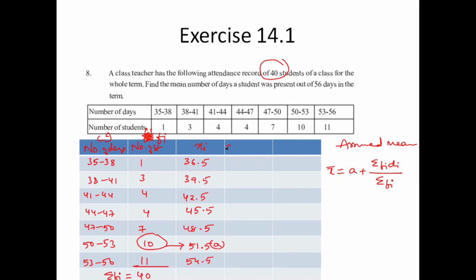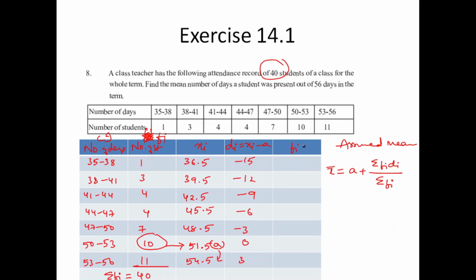Now let me work out the deviation. Deviation is x of i minus a. This should be 0 here. If I remove this, the answer is 3 here, so I'll get minus 3. So there will be a difference of 3 between the numbers. Okay, this is an easier technique to do it.